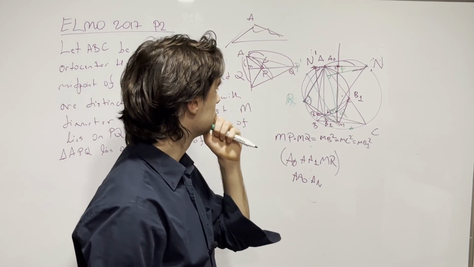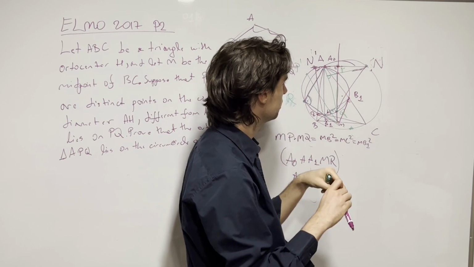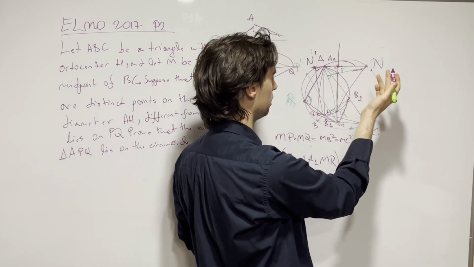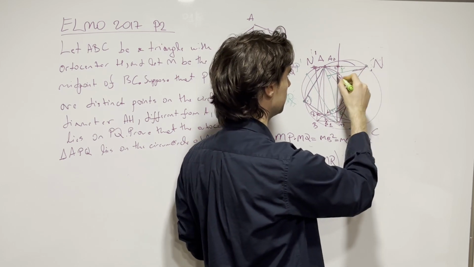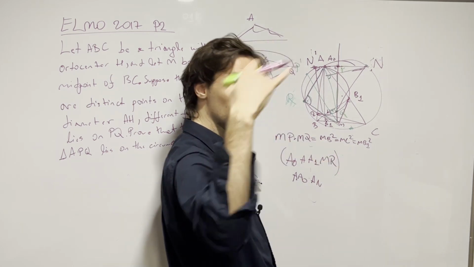So let's see what else is in this problem. What would happen if all of this was actually 90, right? If this was on the circumcircle, what would hold true for N? This is another way of thinking about the problem.